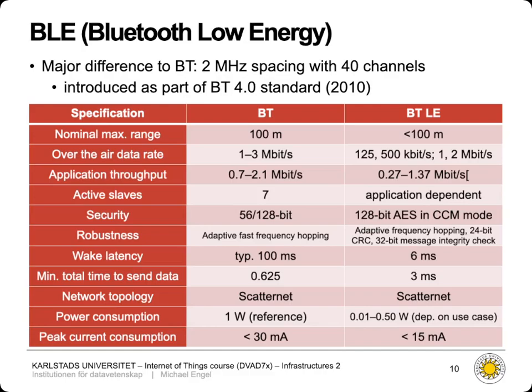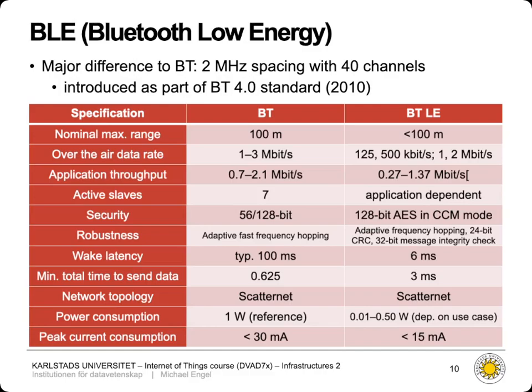So here's a table comparing Bluetooth and Bluetooth Low Energy. The nominal maximum range of Bluetooth is 100 meters. Well, in theory; in practice, it's very often just 1/10 of this. Bluetooth Low Energy runs on lower transmission energy, so it's definitely lower. The data rates in regular Bluetooth are usually between 1 and 3 megabits per second. Bluetooth Low Energy reduces the data rates in order to save energy.